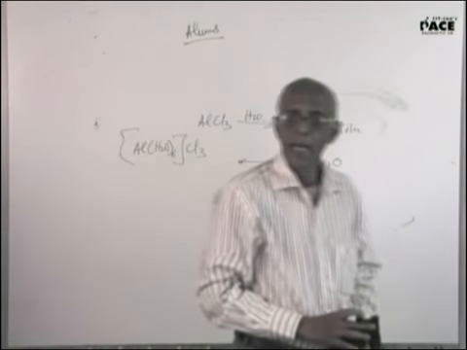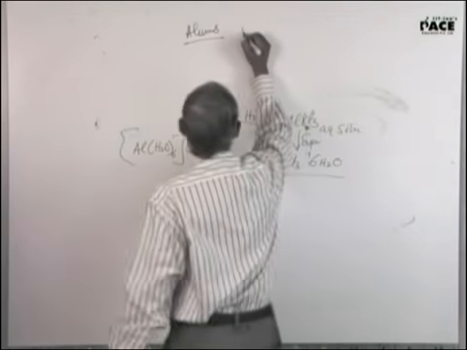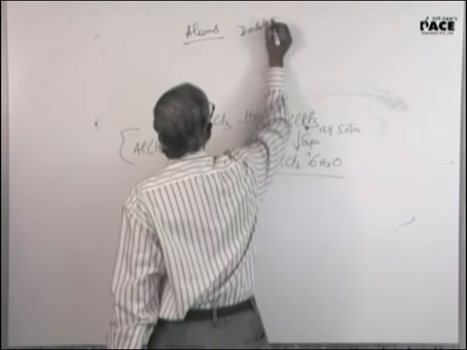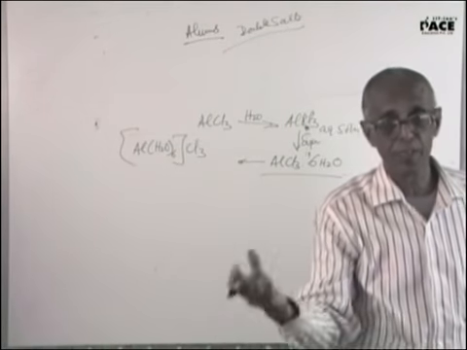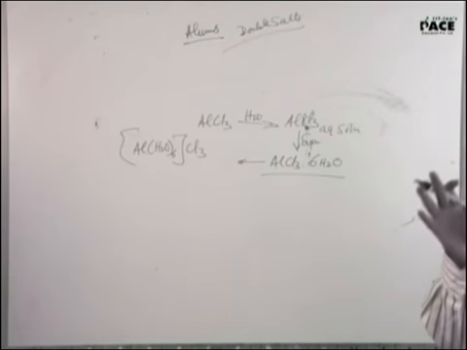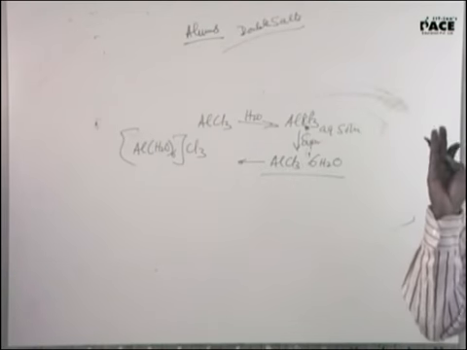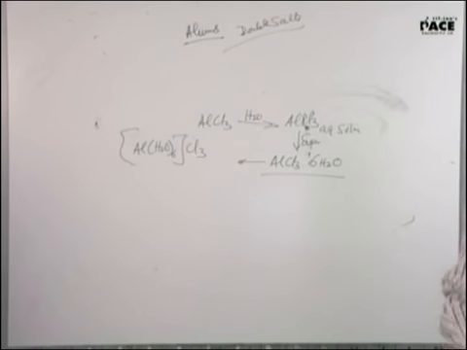Alums are double salts. We have discussed alums when discussing double salts versus coordination compounds. There are 3 types of alums: potash alum, chrome alum, and ferric alum.